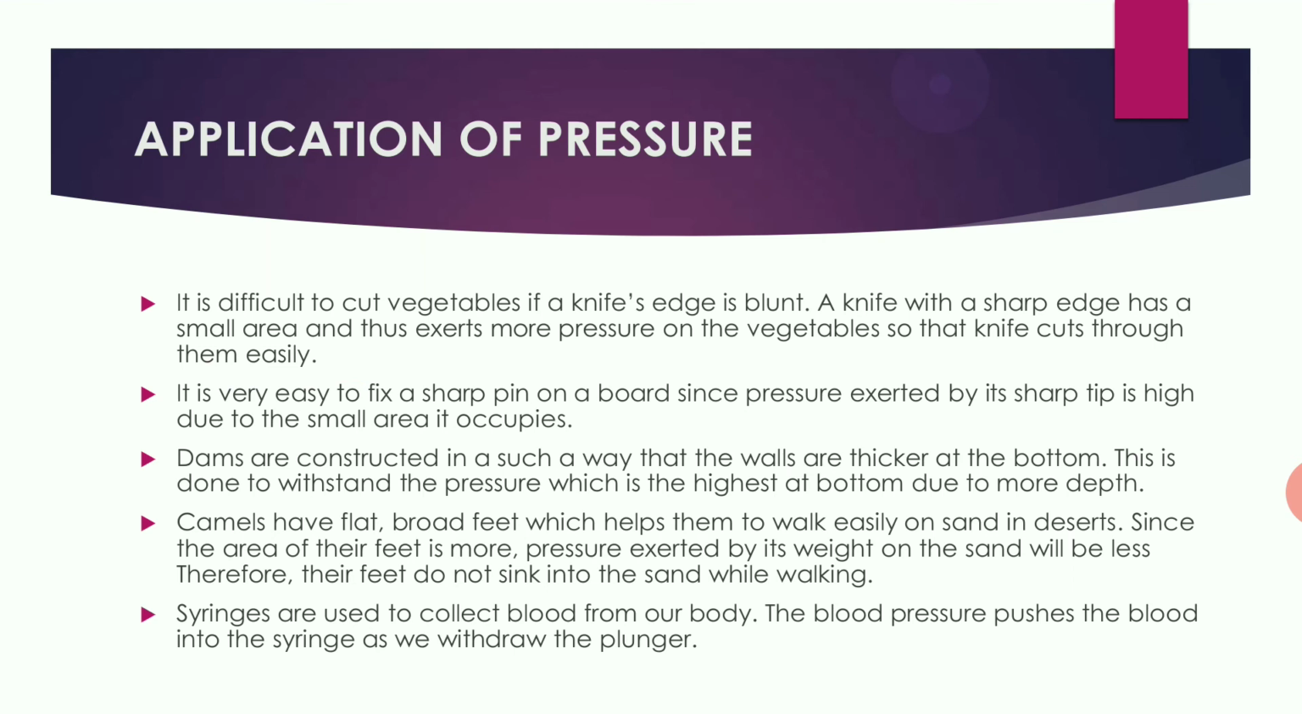So it is difficult to cut the vegetables with a blunt knife, but it is easy to cut with a sharp knife. Why? Because a sharp knife has a smaller area, thus exerts more pressure on vegetables. It is very easy to fix a sharp pin on a board, since the pressure exerted by its sharp tip is high due to the small area it occupies.